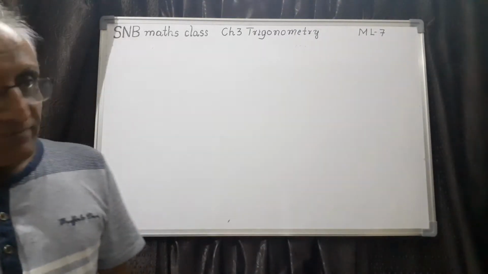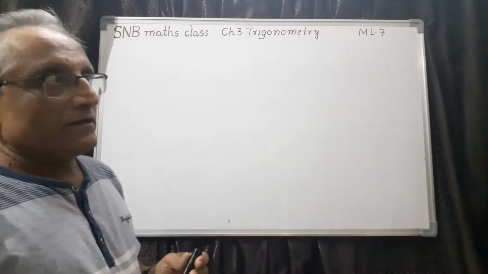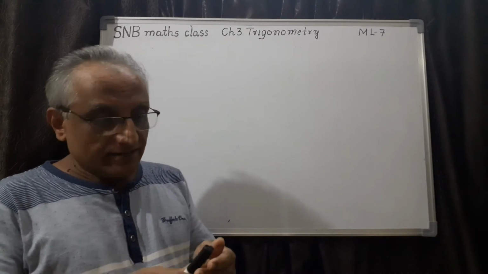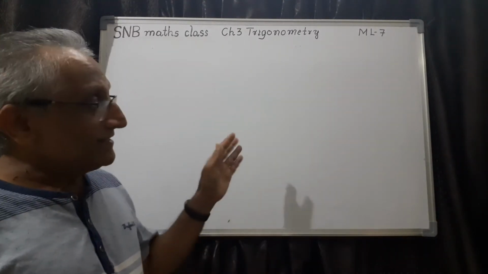Hi students, this is main lesson 7. In the last lesson, we have seen how to draw the graphs of sin x and cos x and tan x, the first three trigonometric functions. Today, let us continue and complete the remaining three graphs.